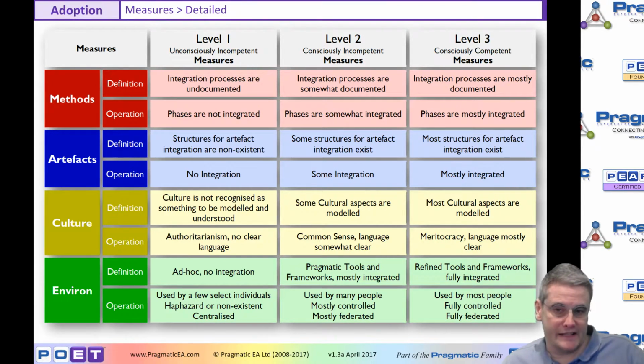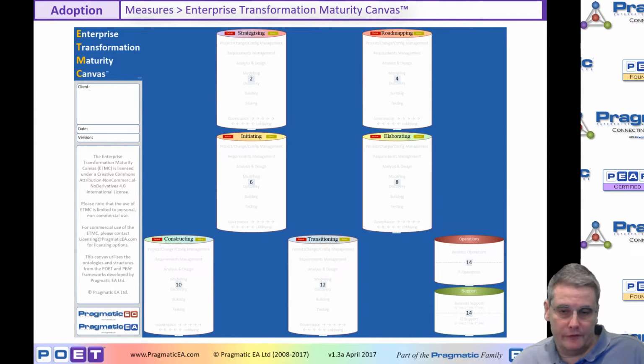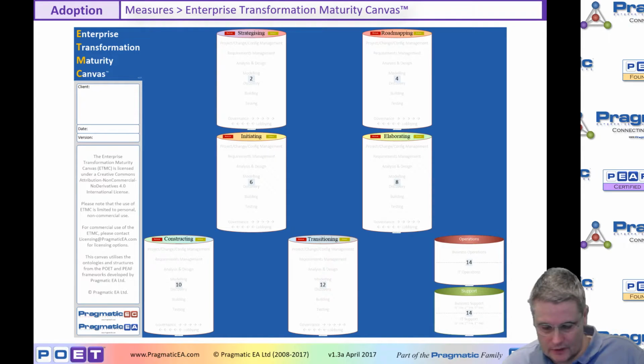So POET and PEAF have detailed spreadsheets which assess this information, but they're really too detailed to get organizations interested straight off the bat. So what we created was what we call the Enterprise Transformation Maturity Canvas, or ETMC for short. If you've done module 1 in the self-study, you'll have met these phases before.